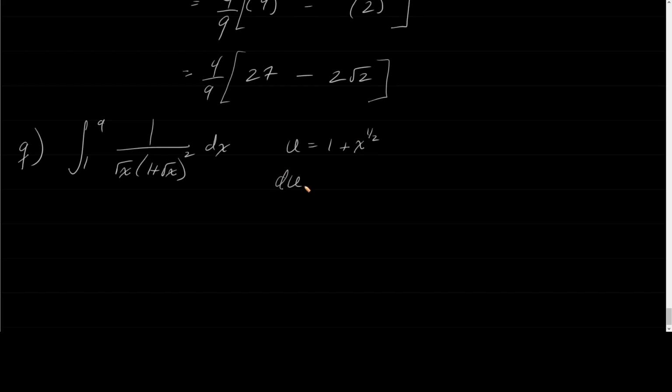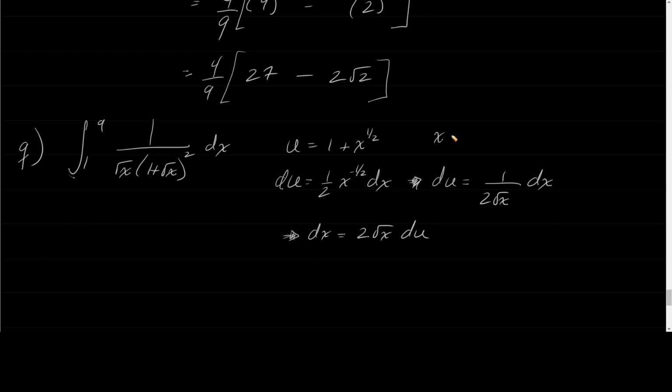Then what's du? Du would be, well, the derivative of 1 is 0. The derivative of x to the 1/2 is 1/2 x to the negative 1/2 dx. In other words, we can rewrite this as du is equal to 1 over 2 times the square root of x dx, which really tells us that dx is equal to, we'll multiply this up here, 2 times the square root of x du. And at that point, we still need to figure out our new bounds. So let's look at that.